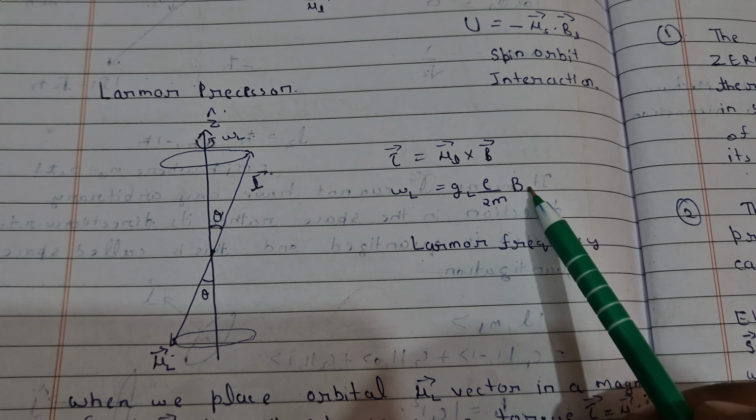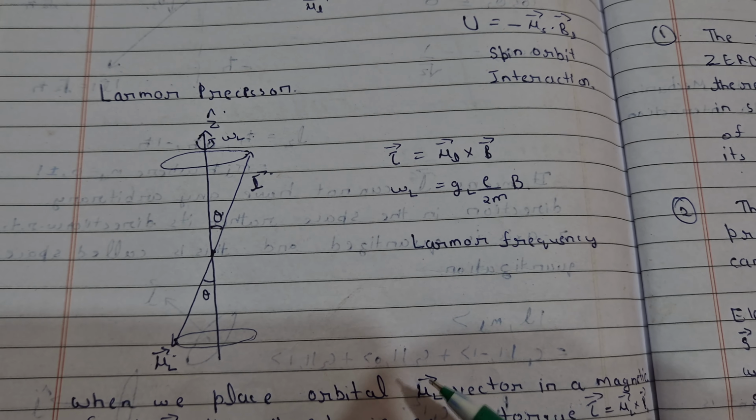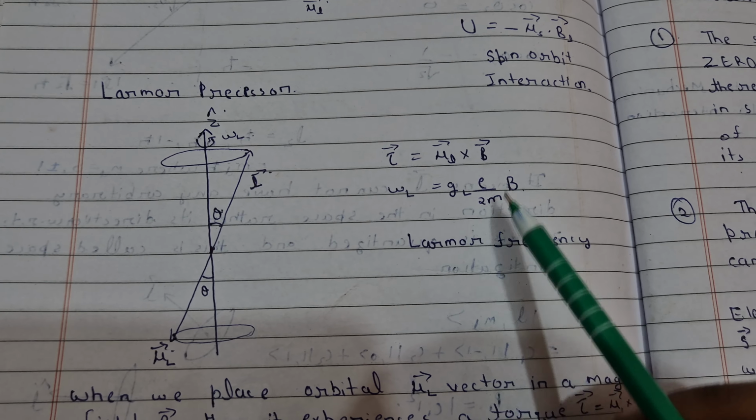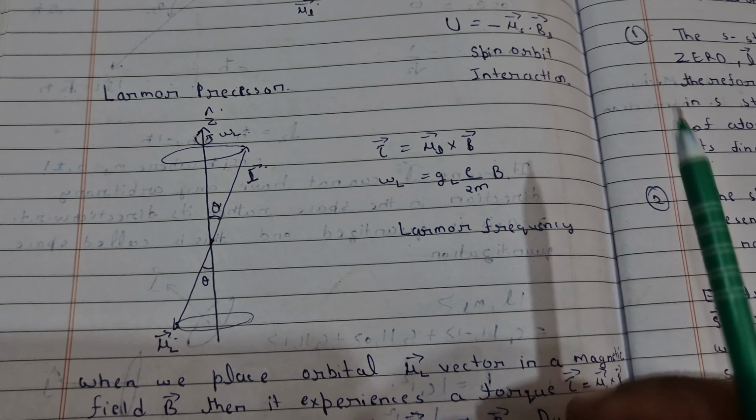The formula for that frequency is omega L equal to g L e B by 2m. This frequency doesn't depend on theta, so it is independent of theta, and it depends only on the gyromagnetic ratio and the magnetic field. So that much you must remember.